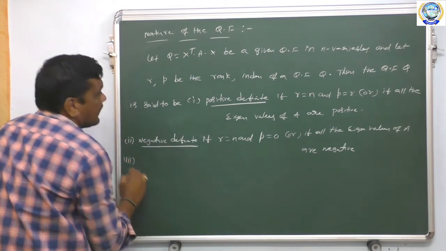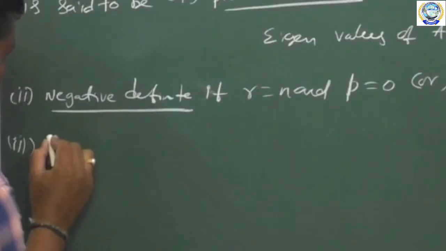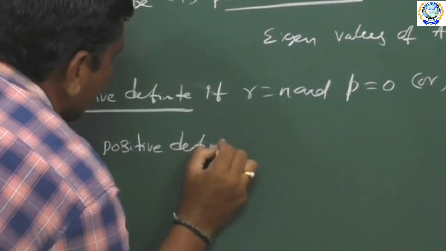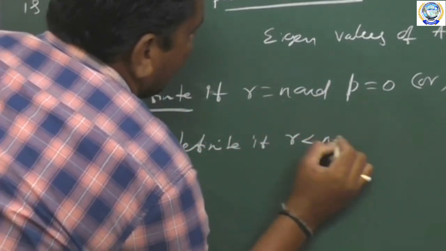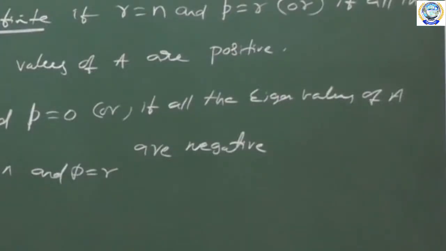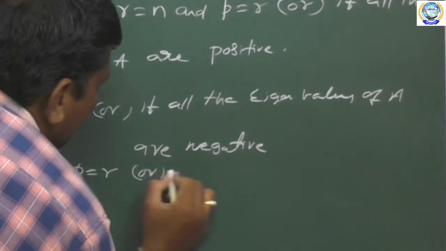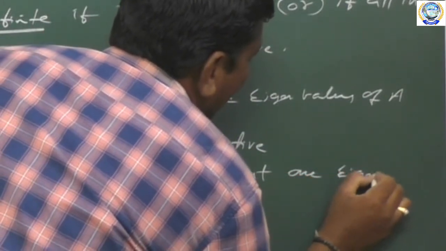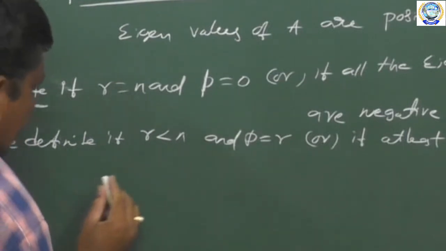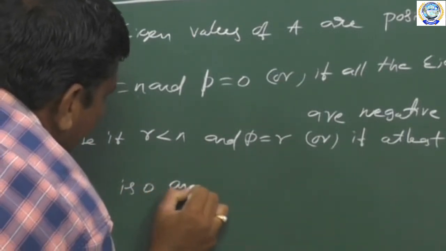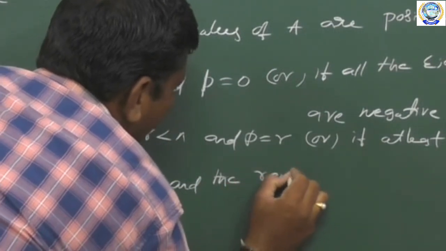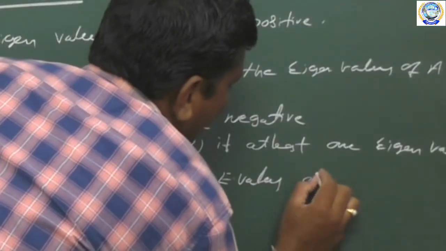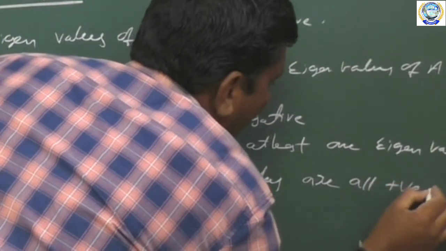Next, third one, the given quadratic form Q is semi-positive definite if r less than n and p is equal to r, or if at least one eigenvalue is 0 and the remaining eigenvalues are all positive.